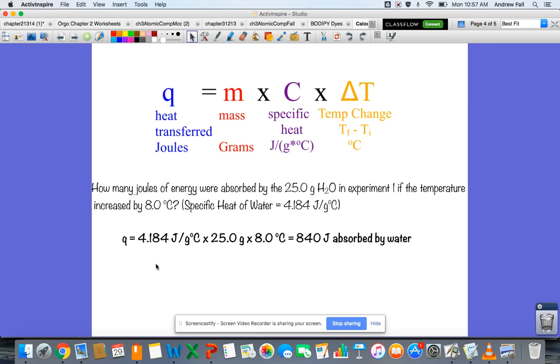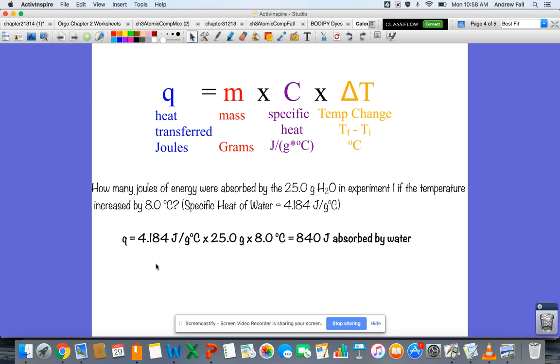In calculating the energy transferred to the water, we can use the equation Q equals mc delta T, where Q represents the heat transferred, measured in joules. M represents the mass in grams, and c, the specific heat, is measured in joules per gram degree Celsius. And delta T just means the change in temperature, what it finished at minus what it started at, described in degrees Celsius.